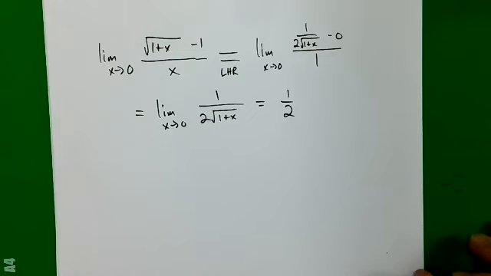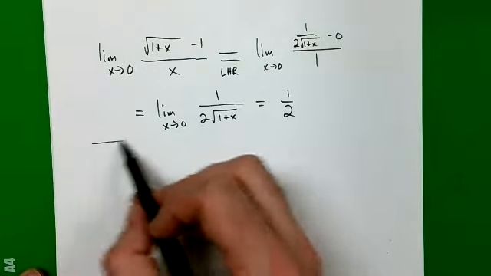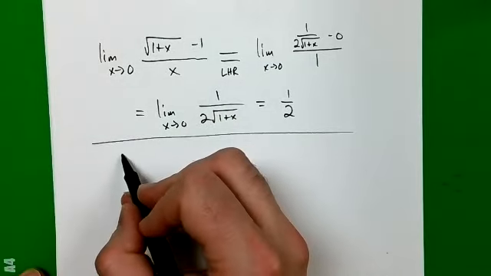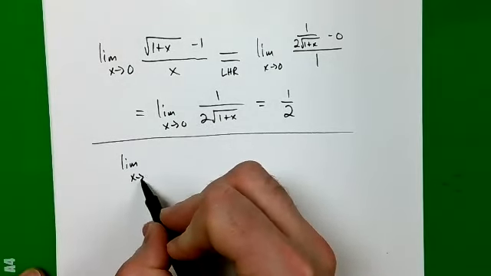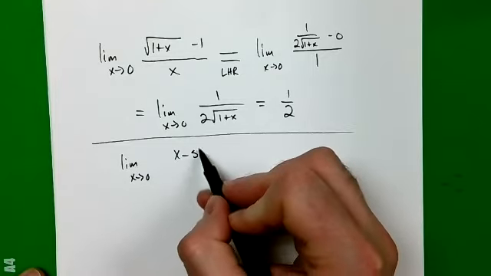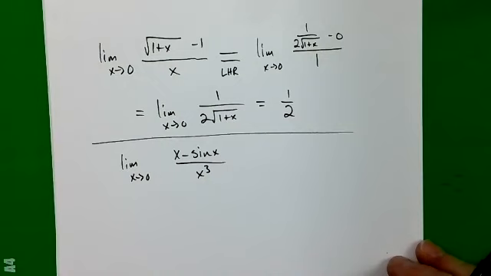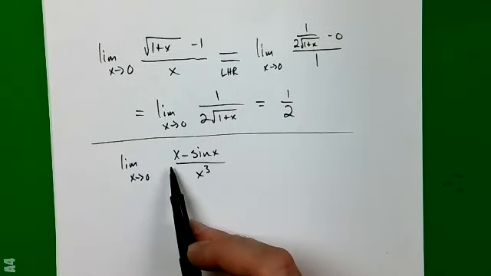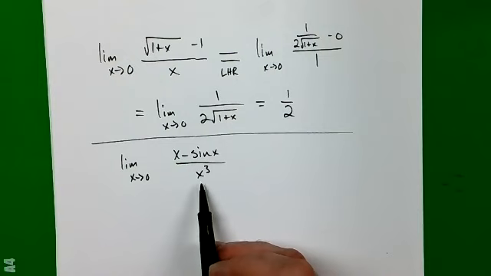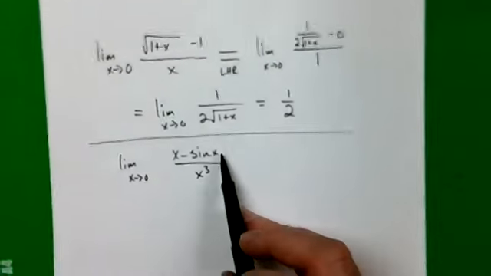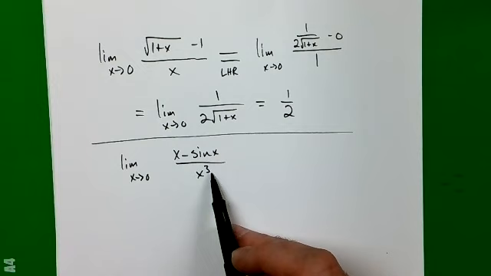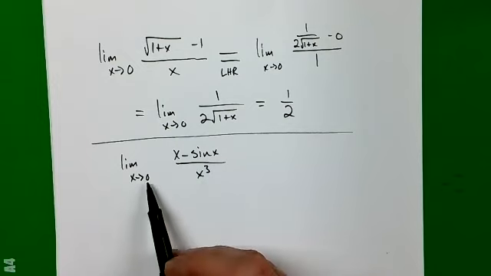Let's see what else we can do. How about the limit as x goes to 0 of x minus sine x over x cubed? Now there we don't know what the limit of sine x over x cubed is. We could split that into two limits pretty easily and write that as 1 over x squared minus sine x over x cubed, but we would still have a 0 over 0 indeterminate form in there.